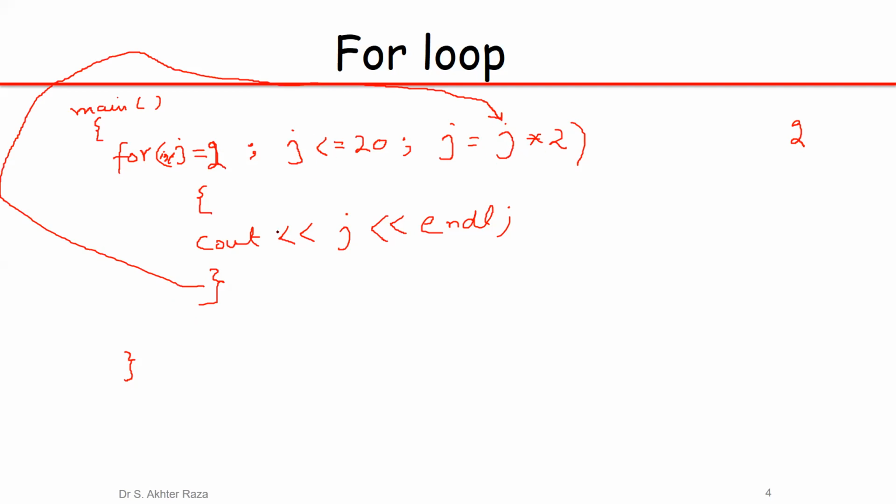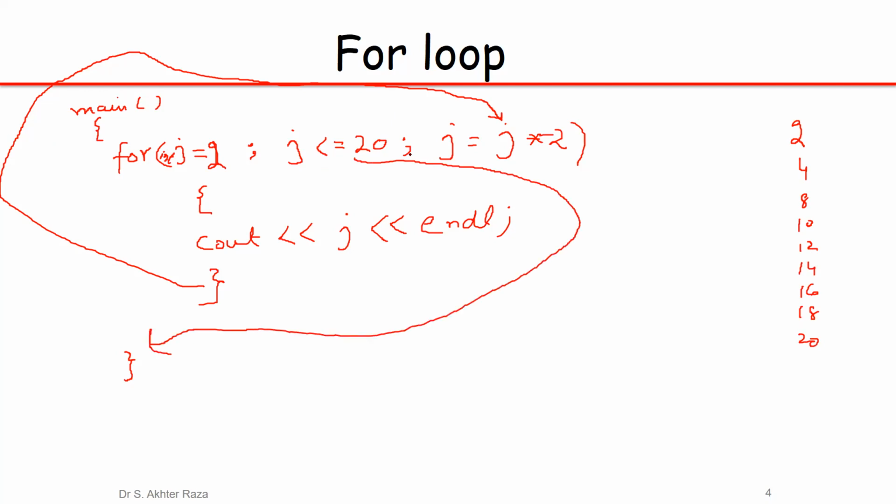4 is less than 20, yes. So 4 will be printed. Then again 4 multiplied by 2 becomes 8. 8 is less than 20, yes. 8 will be printed. 10 will be printed, 12, 14, 16, 18, 20. 20 is less than or equal to 20, yes, it comes in. Then 20 multiplied by 2 becomes 40. 40 is less than 20? No, it goes out and the loop ends.